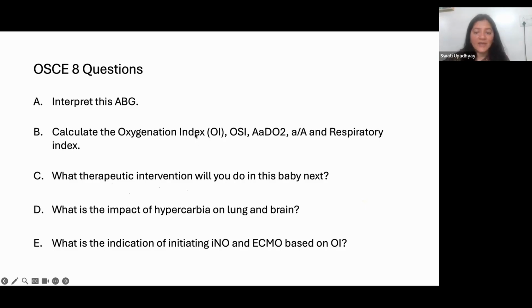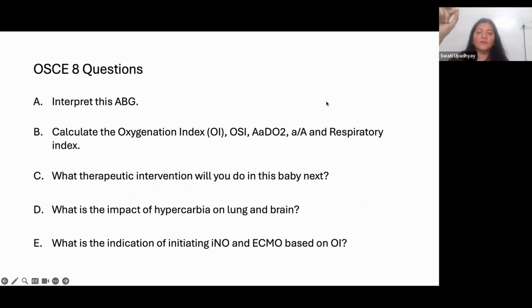Now what is oxygen saturation index? Again, this is a non-invasive surrogate for OI. It is FiO2 into MAP into 100 divided by SpO2, right? Right. Dr. Jitendra has correctly mentioned it in the chat box. It's a non-invasive surrogate for OI, and it is useful when arterial access is limited. So suppose a baby is on CPAP support and arterial access is not available. In those conditions, OSI can be used. OSI, yes, correctly, as Dr. Gaurav has mentioned, the calculation, it is coming out to be 20, right?